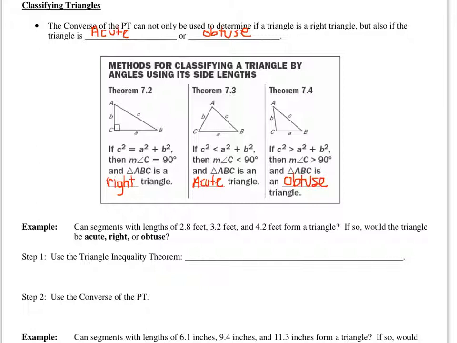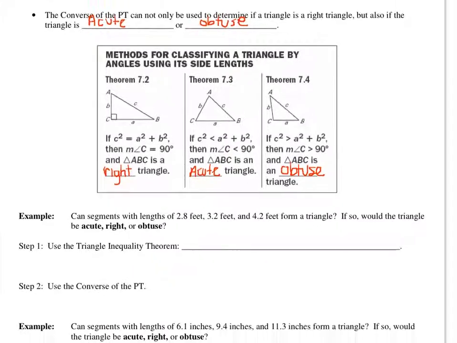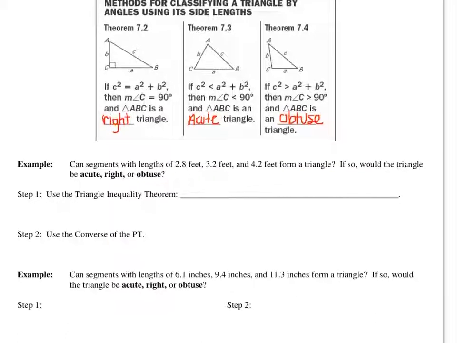If your hypotenuse squared is equal to the sum, it's right. If your hypotenuse squared is less than the sum, it's acute, which less than 90 is usually we think of as acute. Greater than 90 we usually think of as obtuse. The key thing you got to make sure is when you're doing these, put your hypotenuse squared first. All right, so let's actually use this. So here's our first example.